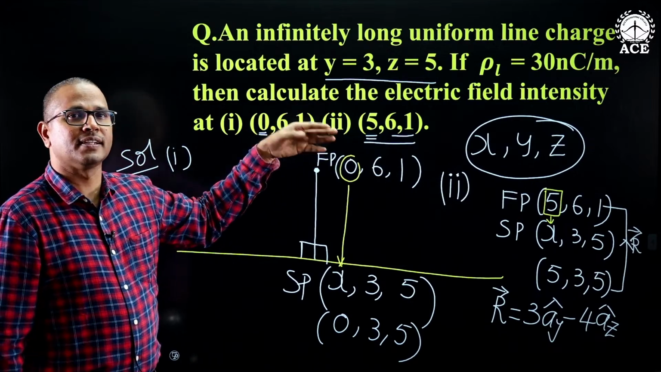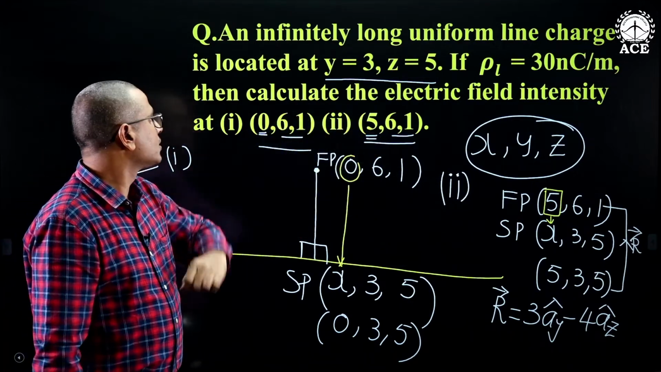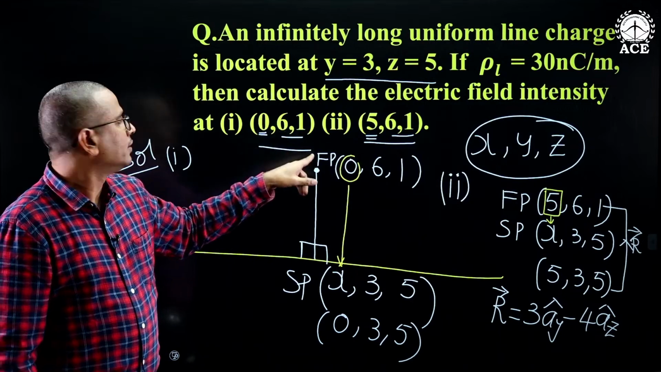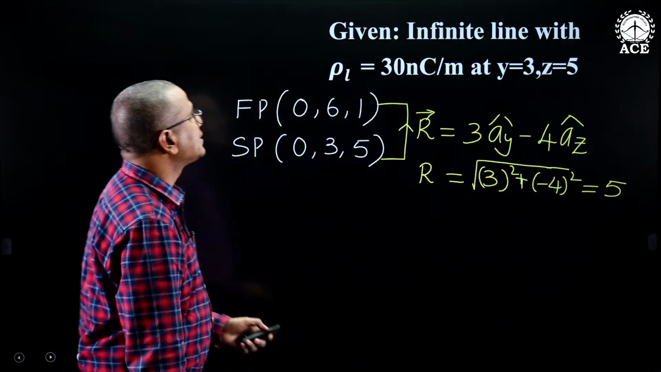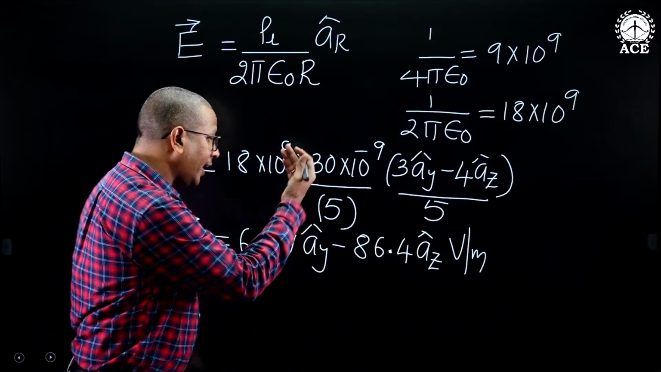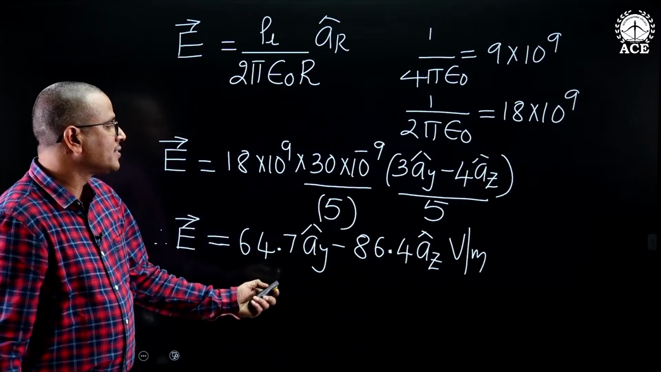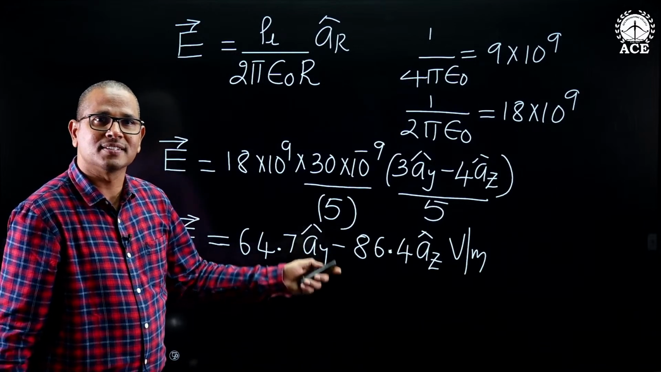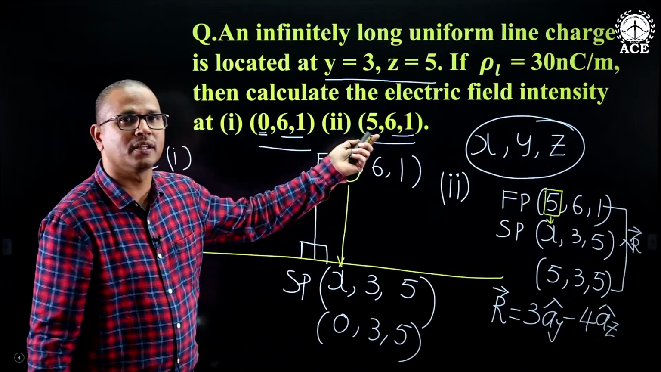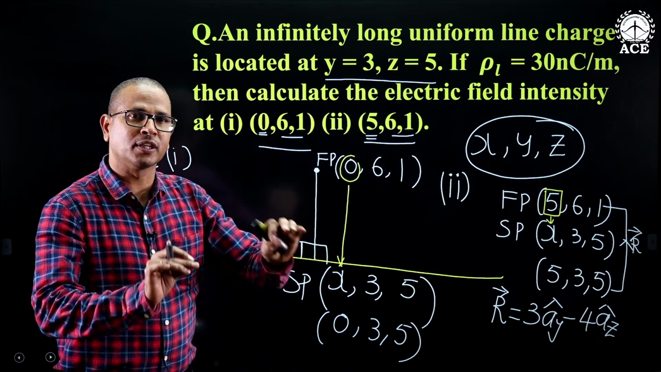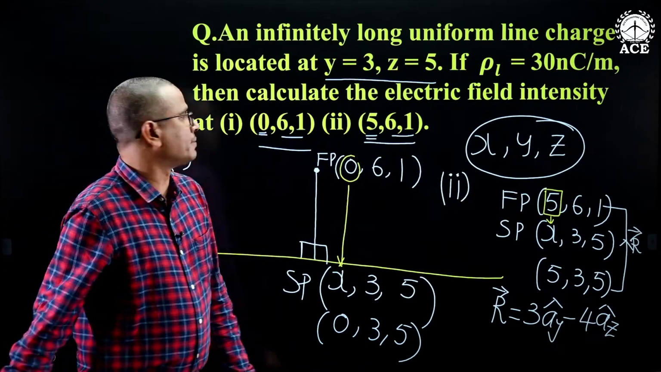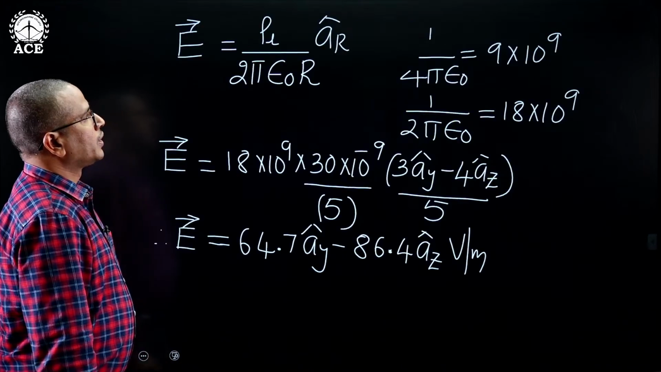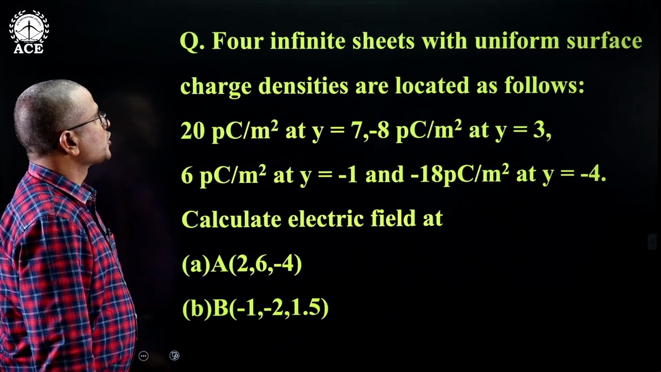In the engineering services examination, they asked: if the electric field intensity at 0, 6, 1 is 64.7 AY cap minus 86.4 AZ cap, then what is the electric field intensity at 5, 6, 1? That is the question they asked. Without putting pen on paper, you can directly pick up the answer. Yes, that is based on the concept. Let us move to the next question, dear students.